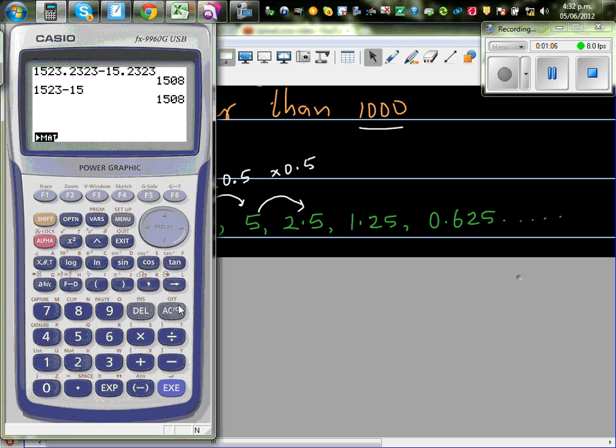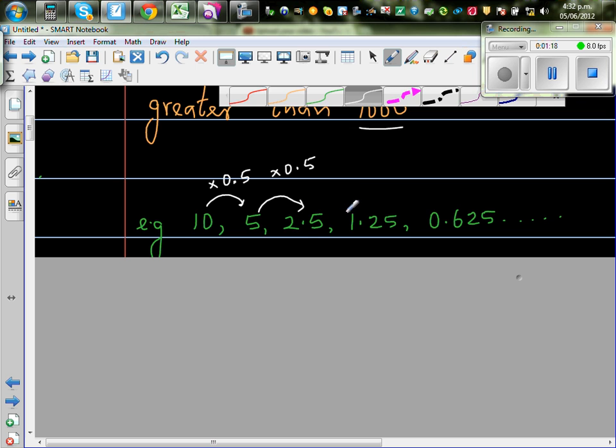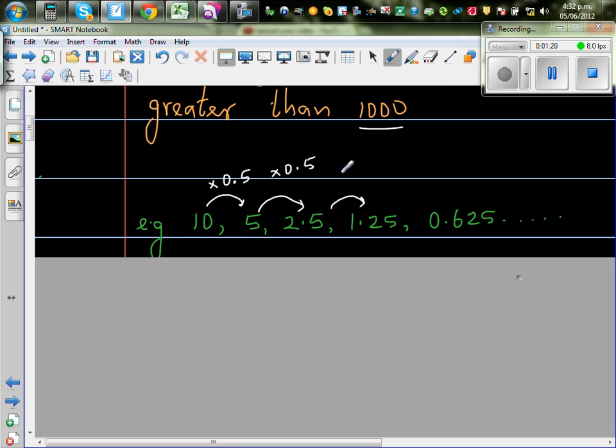Okay, so this is my calculator. So if you go 10 times 0.5 gives you 5, and times it by 0.5, you get 2.5. And this type of sequence is called a geometric sequence. Again, the same pattern, 0.5. Okay, so we can say when the ratio between consecutive terms is constant, that's when you call a geometric sequence.